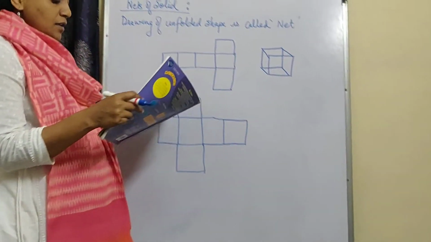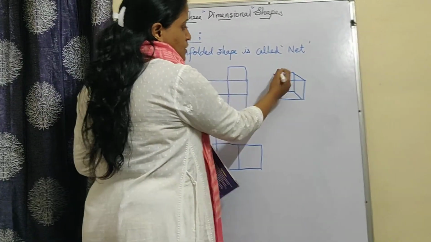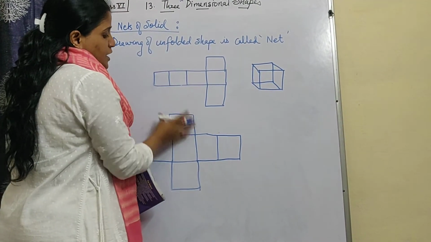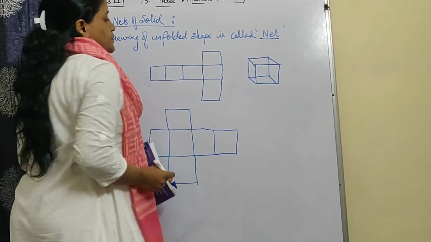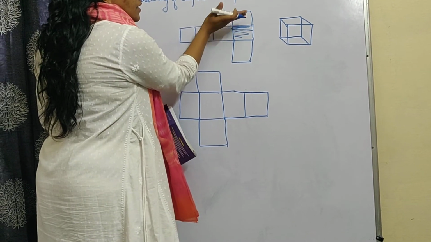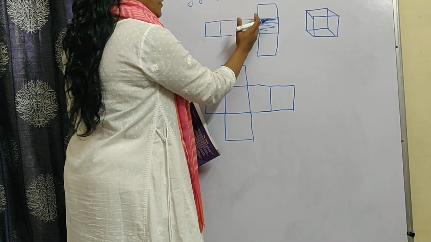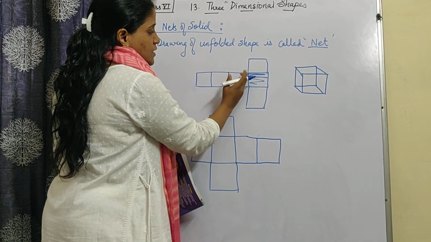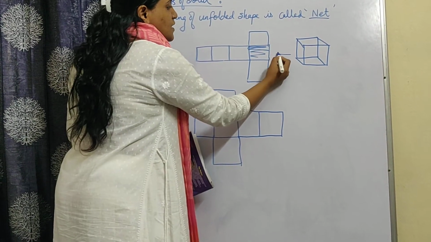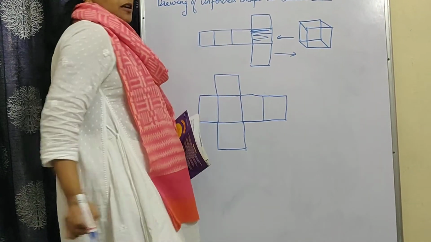Now if you cut the edges of the cube, the shape which we get is called a net. Imagine this as the base. This side, if you cut it, will be like this. This side will be like this. These 3 sides will be like this. So when you cut, you can make this shape, and when you fold it, it can become a cube again.